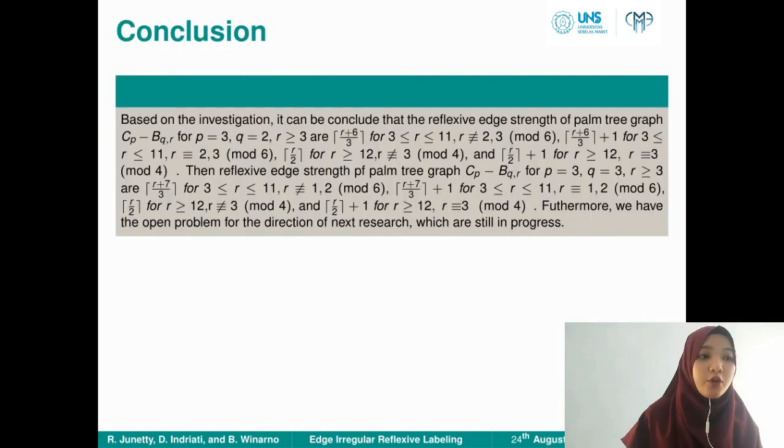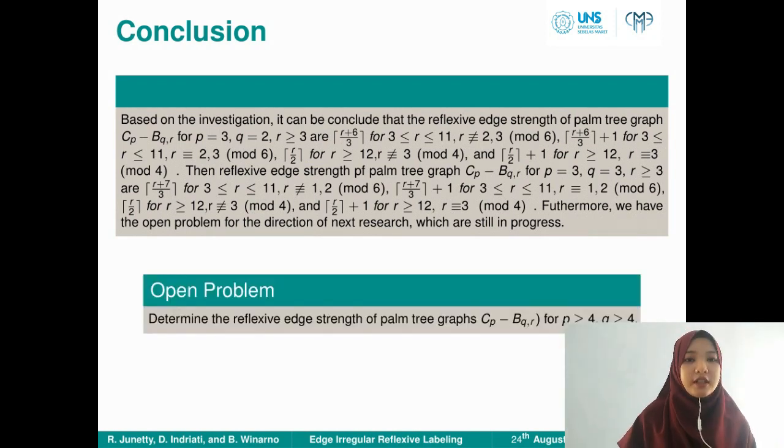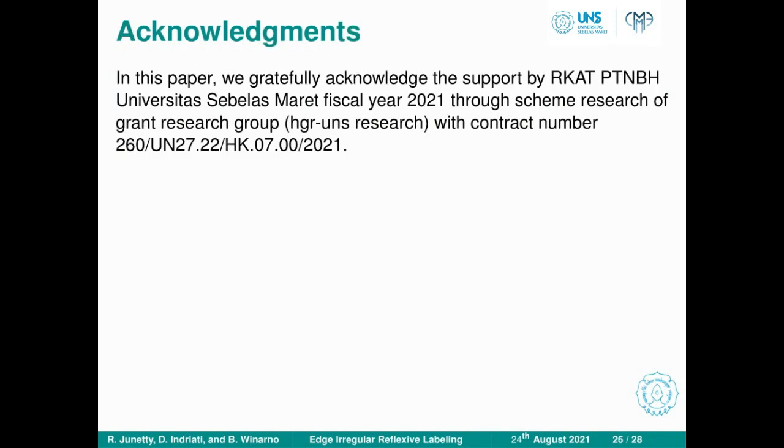And furthermore, we have an open problem for the direction of the next research, and we are still in progress. An open problem: determine the reflexive strength of palm tree graph CPBQR for P greater than 4 and Q greater than 4.